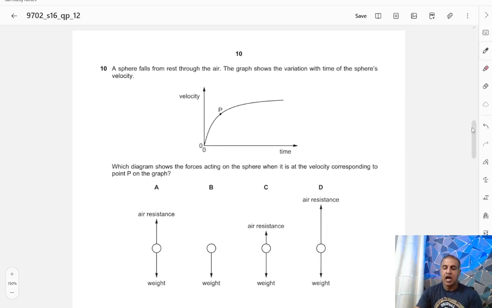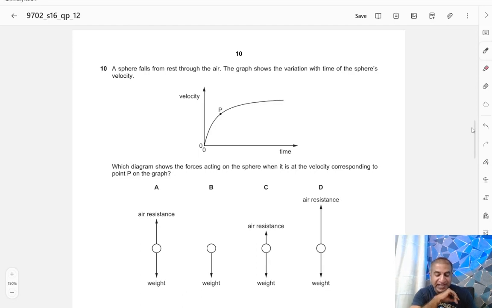Question 10. A sphere falls from rest through the air. We have feathers falling, we have tennis balls falling, and now we happen to have a sphere. It falls from rest through air. The graph shows the variation with time of the sphere's velocity. Which diagram shows the forces acting on the sphere when it is at the velocity corresponding to point P on the graph?